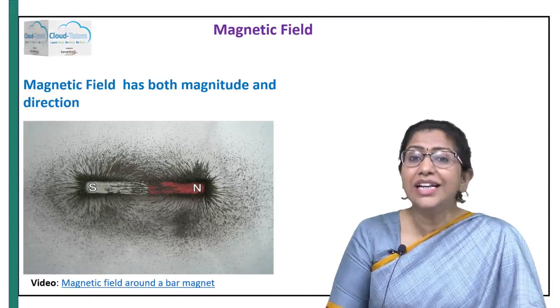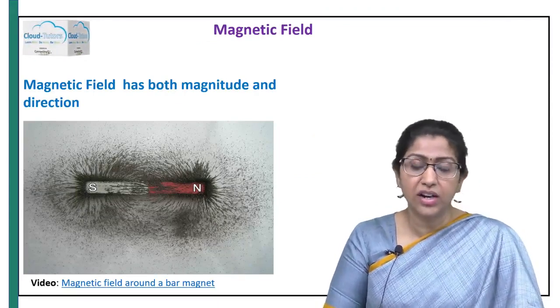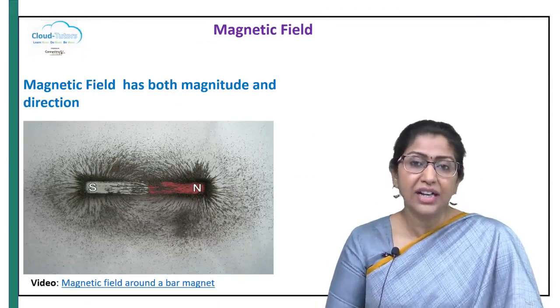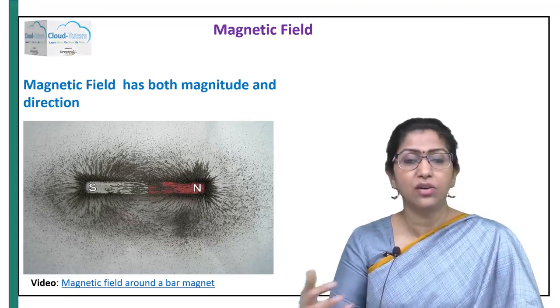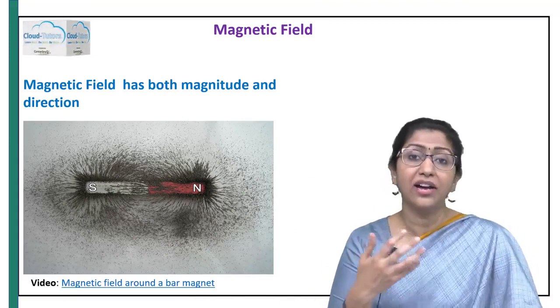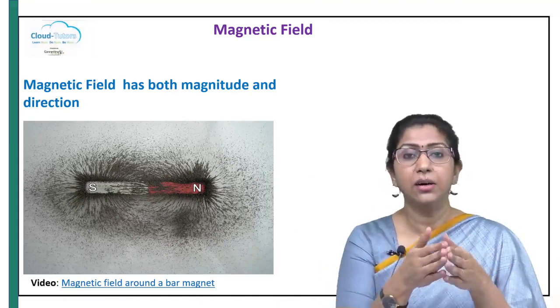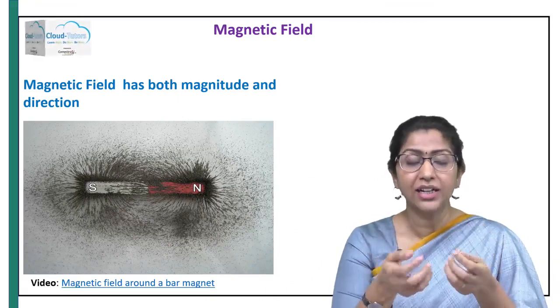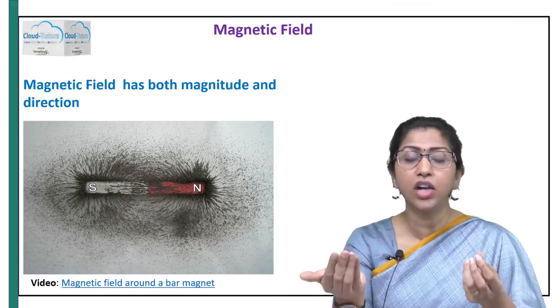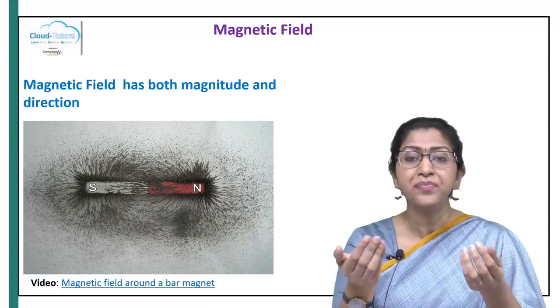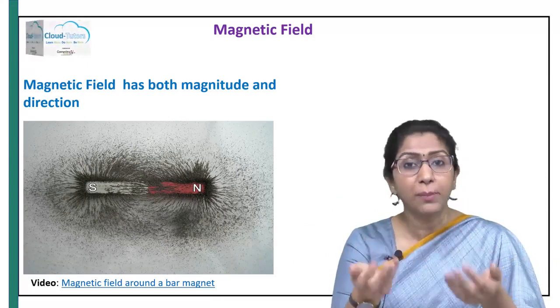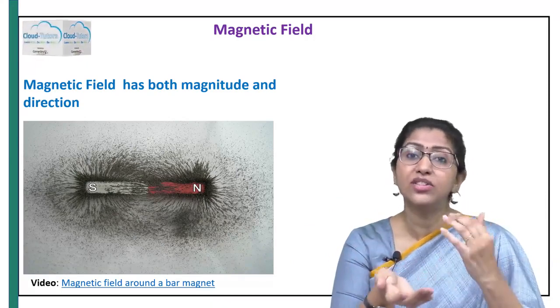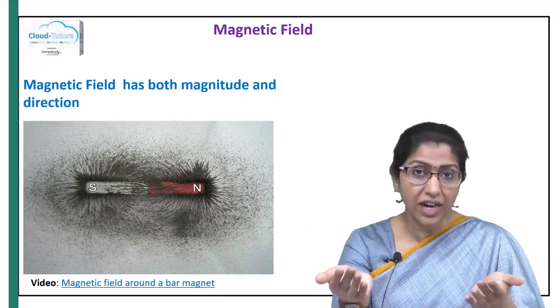Let's do a quick recap of what we have learned so far. We have learned what a magnetic field is, and how the magnetic field lines go from what pole to what pole. We have understood that a given magnet will have 2 poles, one is a north pole and another is a south pole. We have understood the properties of these poles: like poles repel each other, unlike poles attract each other.